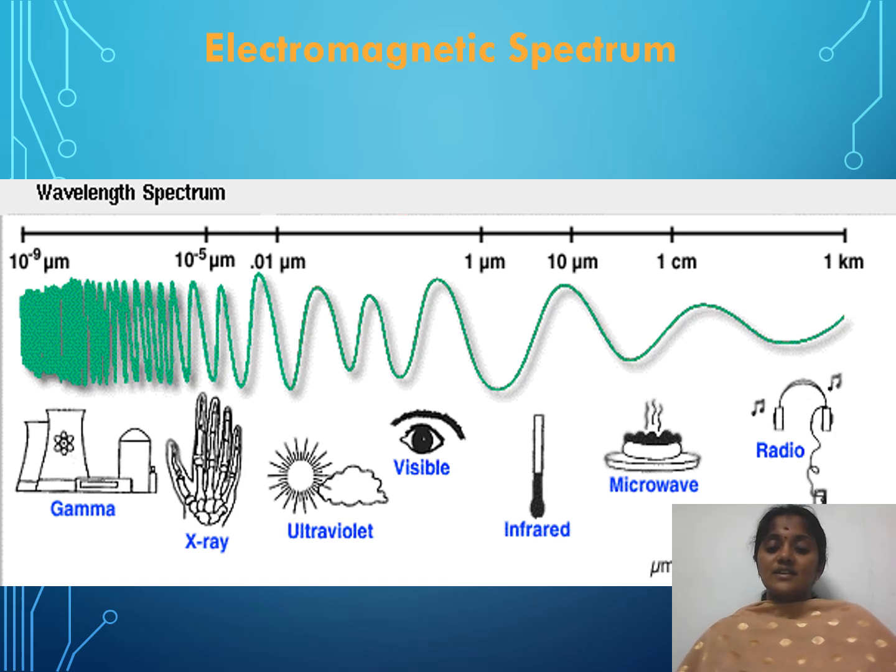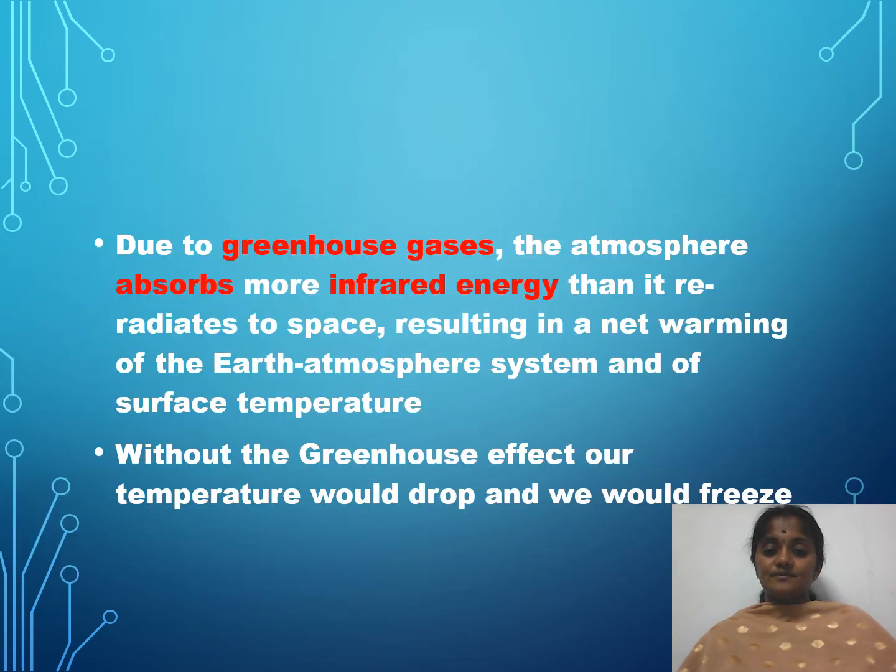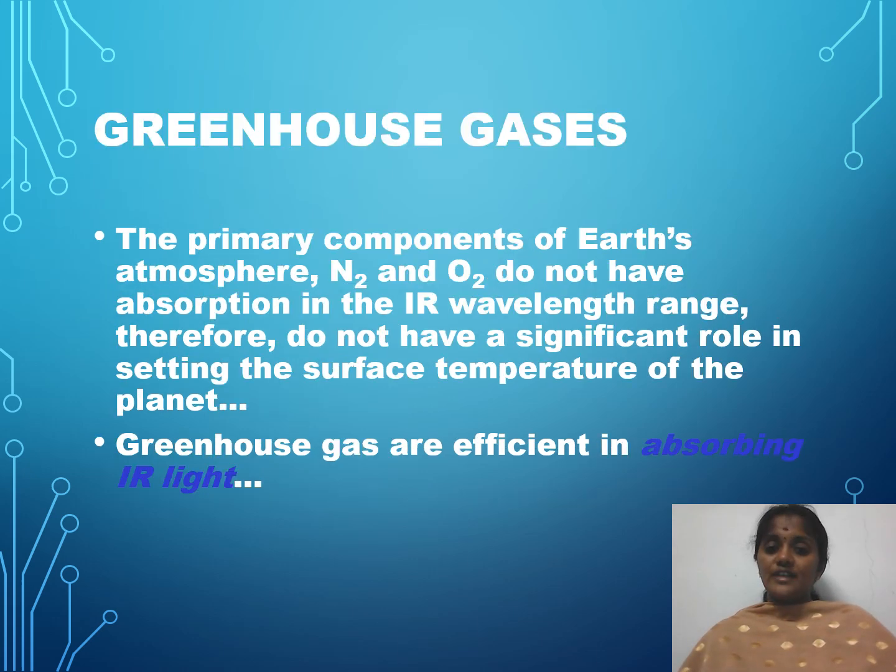The electromagnetic spectrum is shown in this picture. We can see the infrared radiation, ultraviolet and visible rays. The incoming radiations will be UV rays and then the outgoing radiation will be the infrared rays. Due to greenhouse gases, the atmosphere absorbs more infrared energy than it releases to space, resulting in a net warming of Earth's atmosphere system and of surface temperature. Without the greenhouse effect, our temperature would drop and we would freeze.